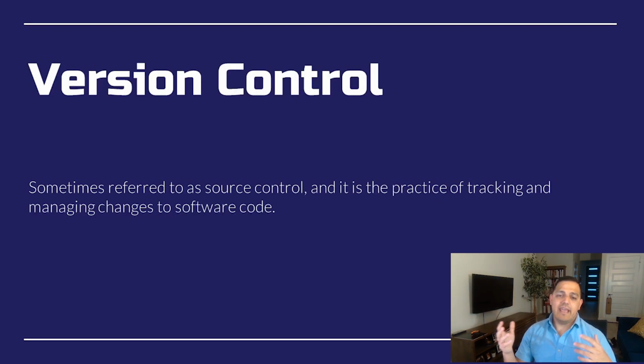Version control is sometimes referred to as source control, and it is really just a practice of tracking and managing changes to software code. If we break that down a little more, really what it's saying is that you can have multiple versions of the same file. You're probably asking yourself, what's the advantage of that? Let's just say you have 2 developers working on the same file. Let's say it's the homepage. You could have both developers working on independent sections of the homepage.